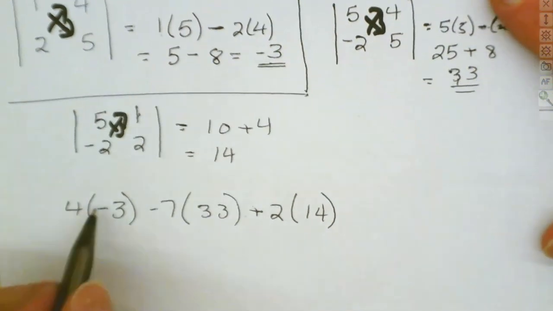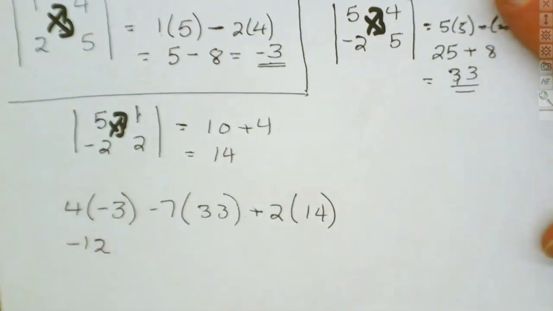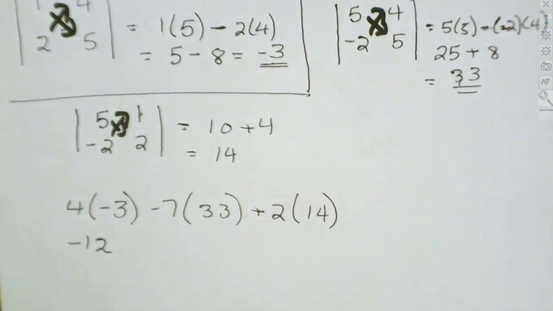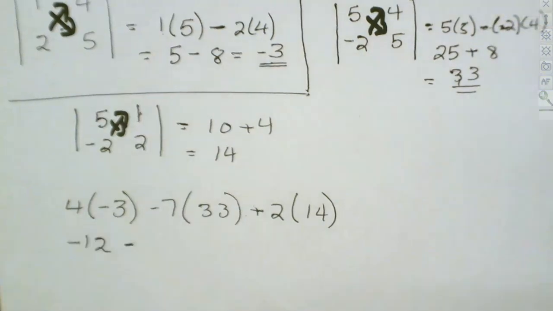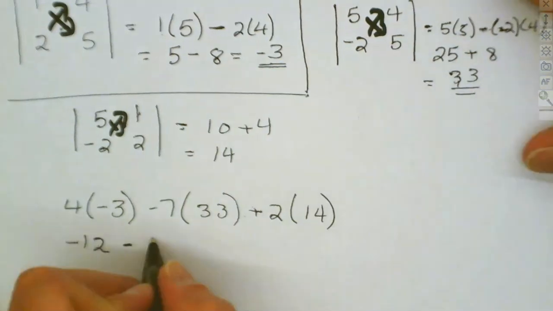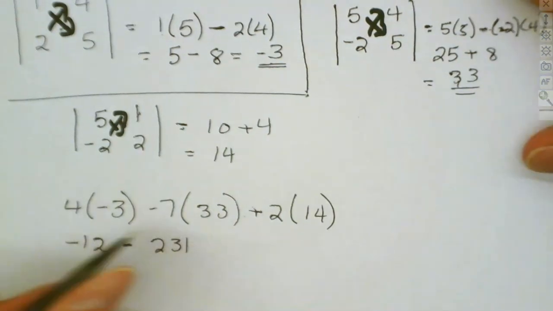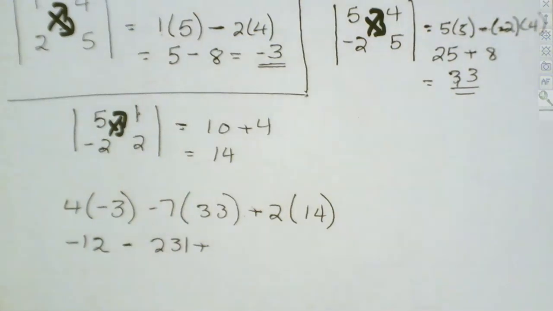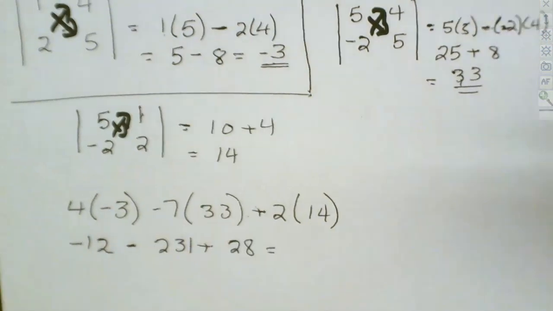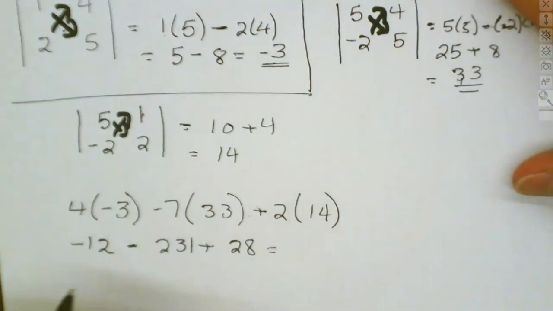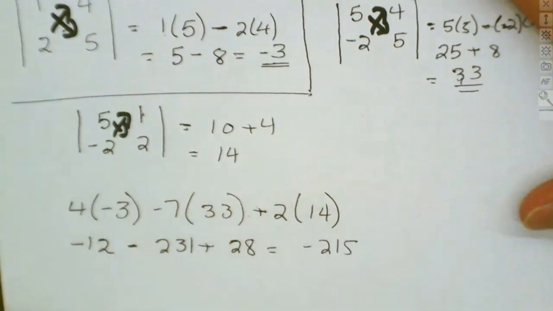Finish it out. 4 times a negative 3, that's a negative 12. 7 times a 33, it's a negative. So that makes it a negative, multiply here. 33 times 7 makes a minus 231. 2 times 14 should be a positive 28. Put them all together. 12, 231. Minus that 28. That makes it a negative 215.